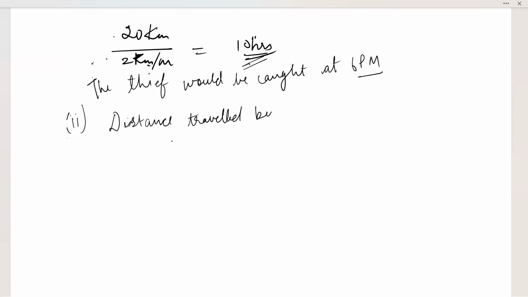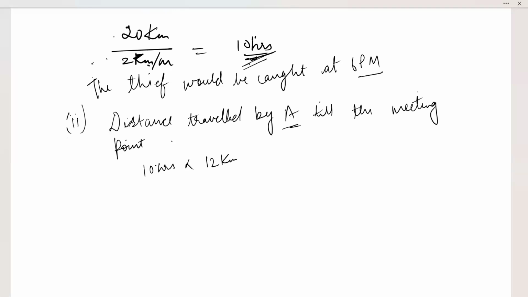traveled by A till the meeting point. So it's very simple. For how much time did this person A travel? 10 hours. We just calculated that over here. So 10 hours, and what is the speed? The speed of A is 12 kilometer per hour. So 120 kilometer. Okay, so that is the thing.